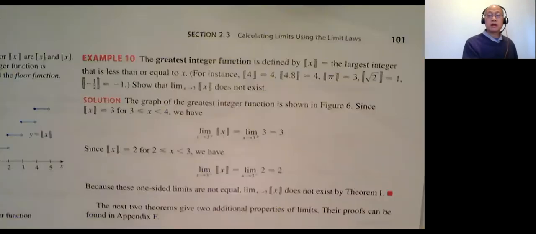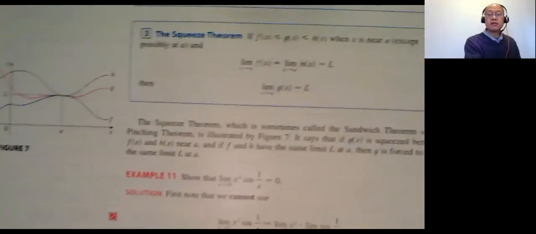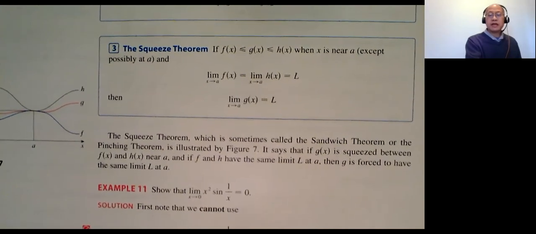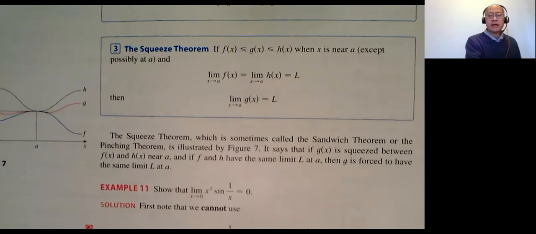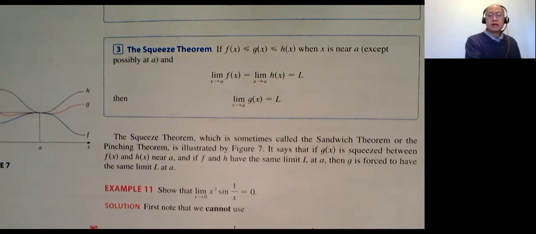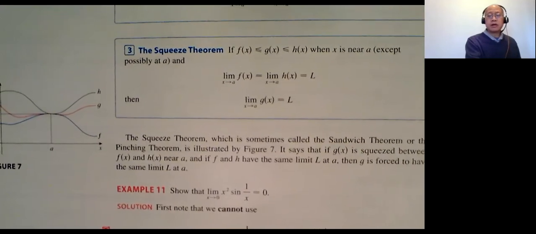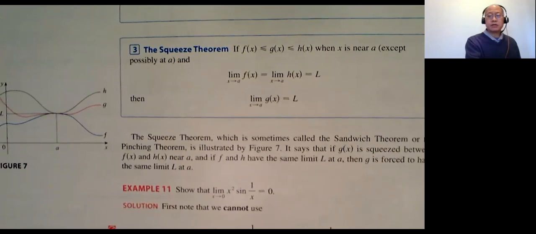The last one I'm going to talk about involves something called the squeeze theorem. That was 65. I alluded to it briefly before, but we'll need that for problem 65. So back on page 101, 2.3, the squeeze theorem. If f of x is less than or equal to g of x, less than or equal to h of x, where x is near a, except possibly at a, and the limit as x approaches a of f of x equals the limit as x approaches a of h of x is L, then the limit as x approaches a of g of x equals L.